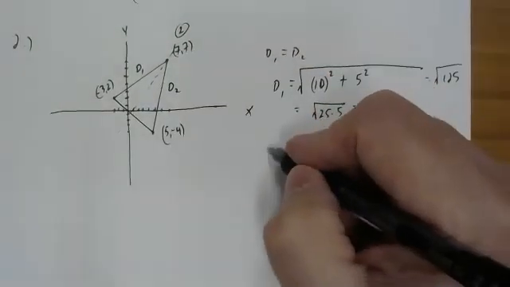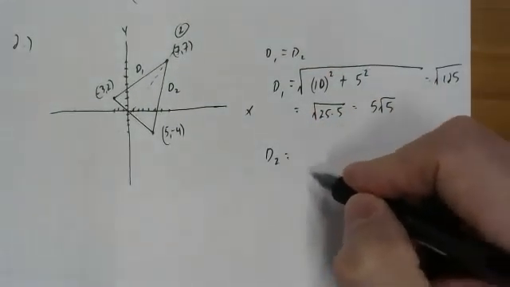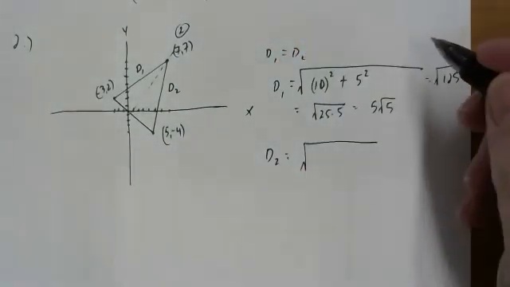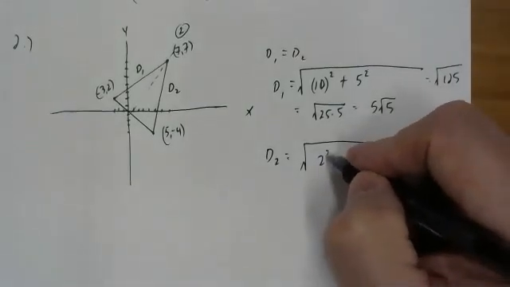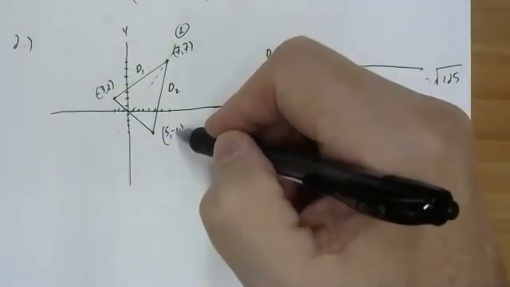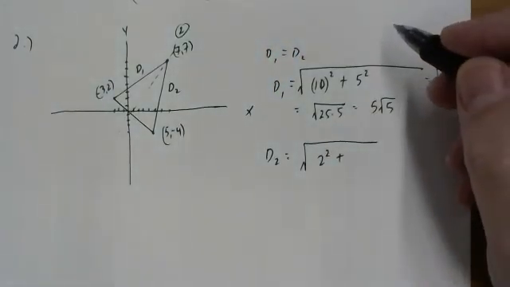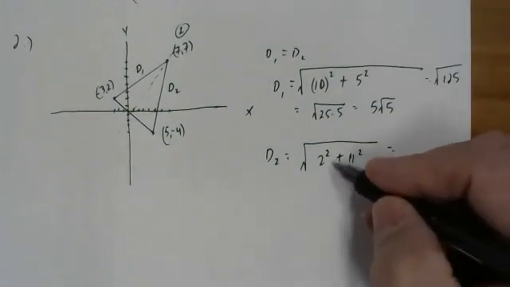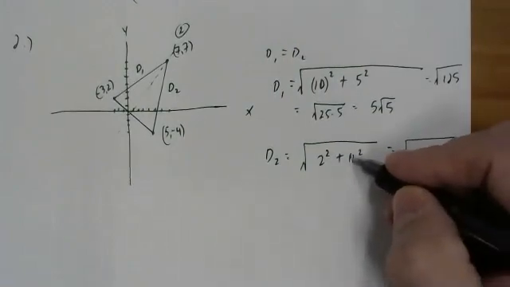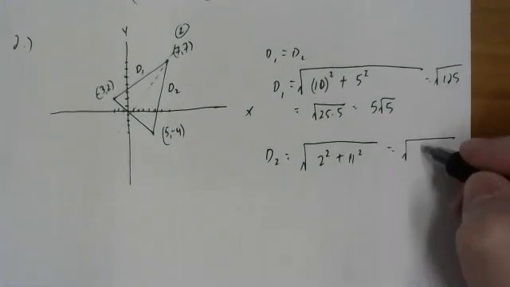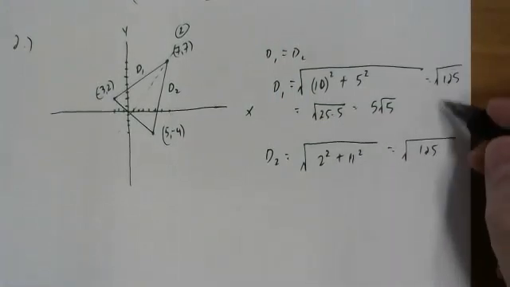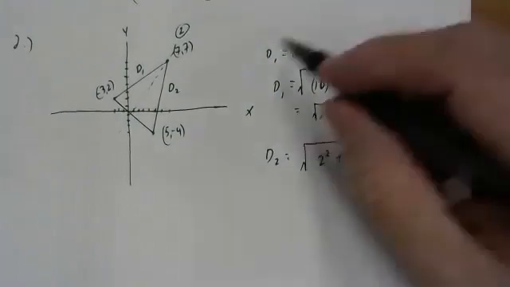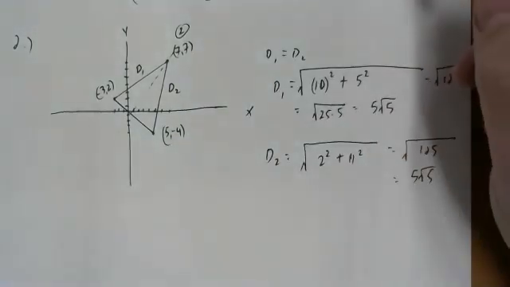Now let's calculate D2. Hopefully it's the same. 7 minus 5 is 2, so 2 squared. 7 minus a -4 is like 7 plus 4, which is 11 squared. So 121 plus 4. So obviously, you can see right now, they're going to be the same. So that proves that this point is on the perpendicular bisector.